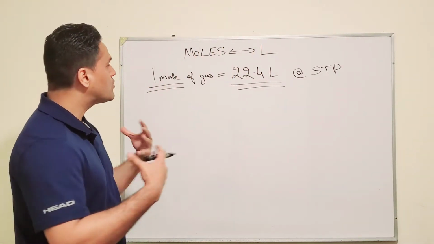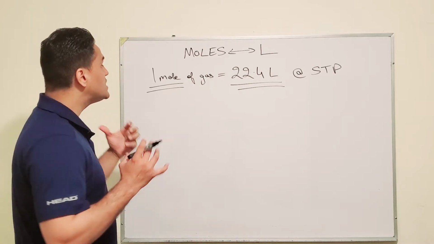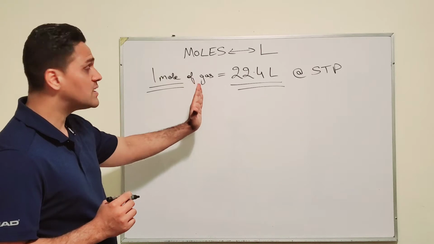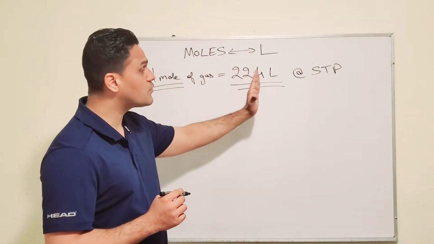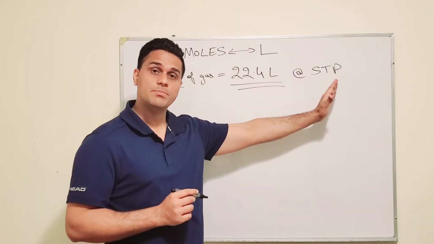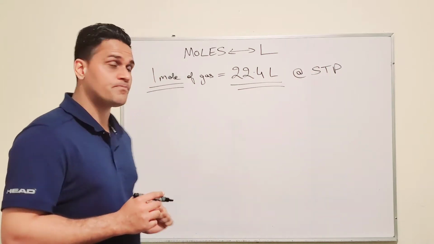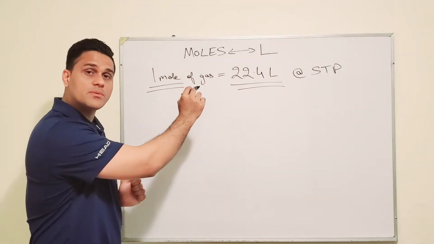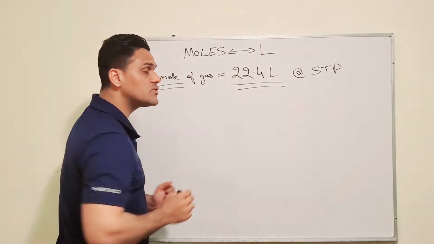Now before we get into the questions, we need to know the basic concept that 1 mole of any gas is going to be equal to 22.4 liters at STP, standard temperature and pressure. So the bottom line is 1 mole of any gas is going to be equal to 22.4 liters at STP.